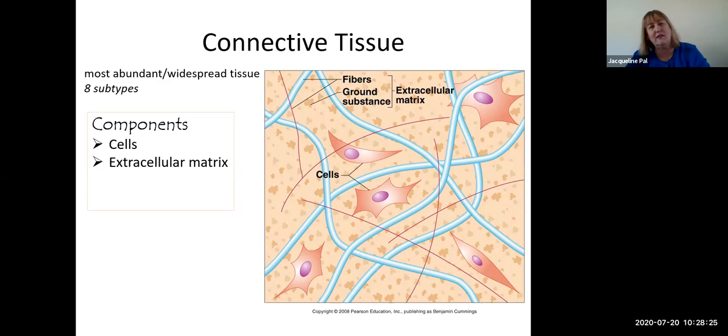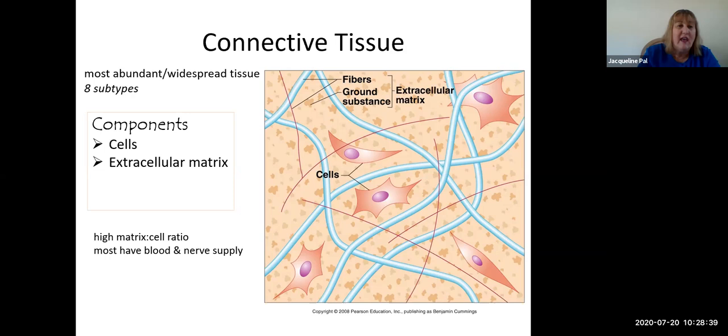That's right. They're the things with the nuclei in them. So there's four cells in this picture. So are there more of the cells or more of the other stuff? Well, there's more of the other stuff. And that's the way connective tissue is, okay? It has what we call a high matrix to cellular ratio. In other words, there's more of the other stuff than there are cells.